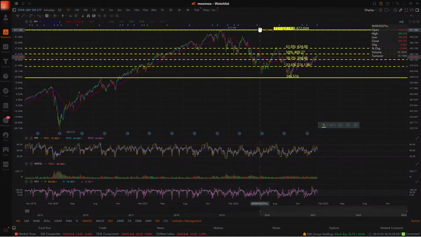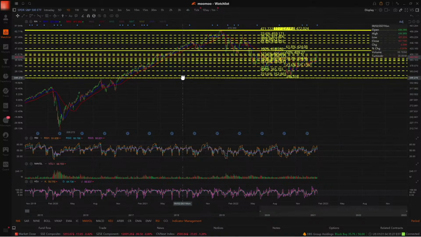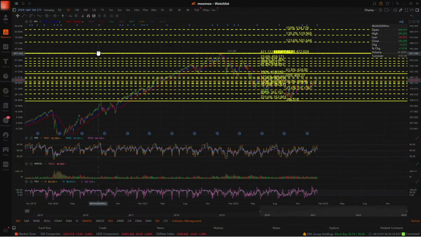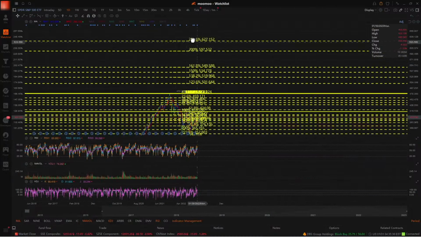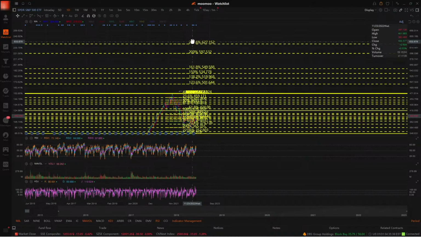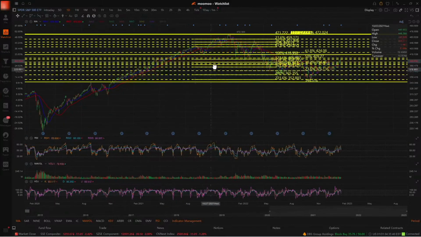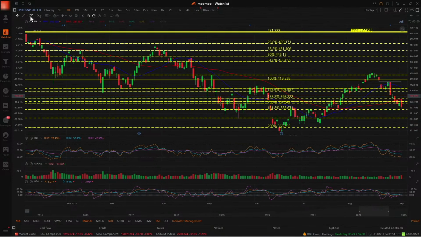But yeah, okay, let me remove this line first. To remove this line, let me click on it because my screen. Fibonacci.